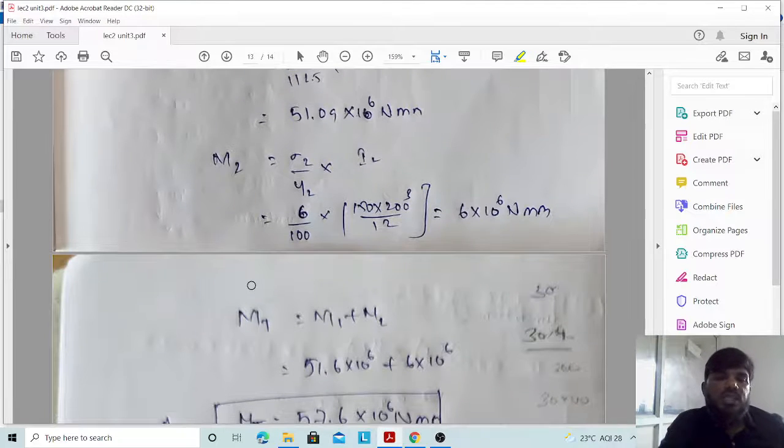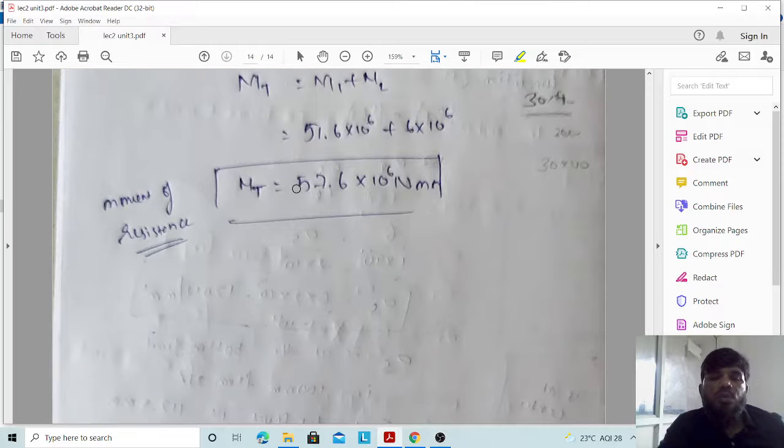So M total is nothing but M1 plus M2, where you have got the moment of resistance as 57.6 into 10 to the power of 6 Newton mm.